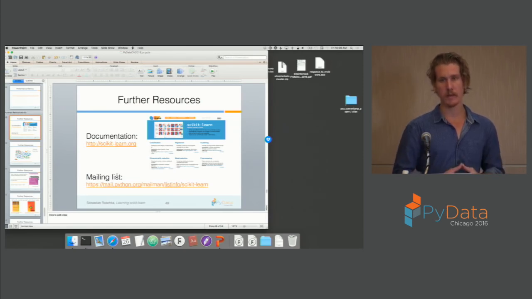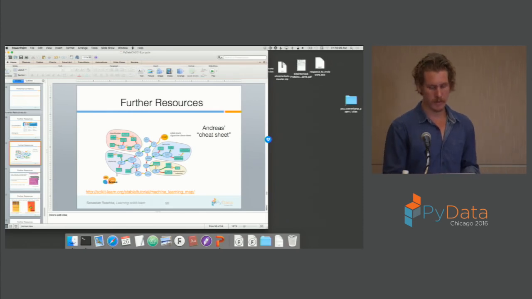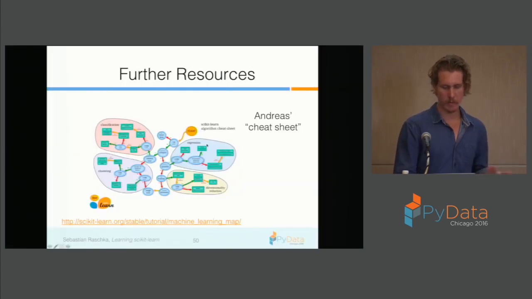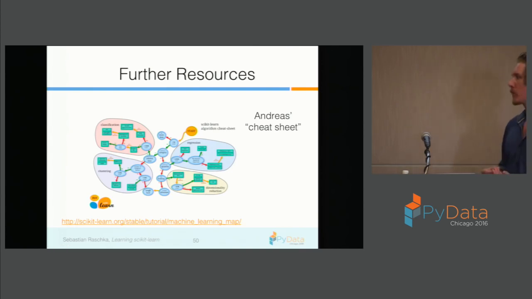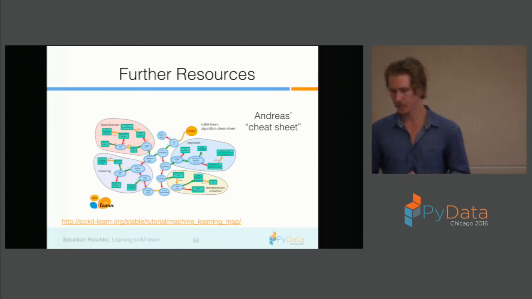And there's the mailing list. I think people will be happy if you join and ask questions. There are a lot of people helping people on the mailing list, answering questions. Also, in practice, I find Andreas Müller's cheat sheet very useful. It asks you simple questions and, as a beginner, guides you through what algorithm you should use on what kind of data set. Maybe something you want to check out.